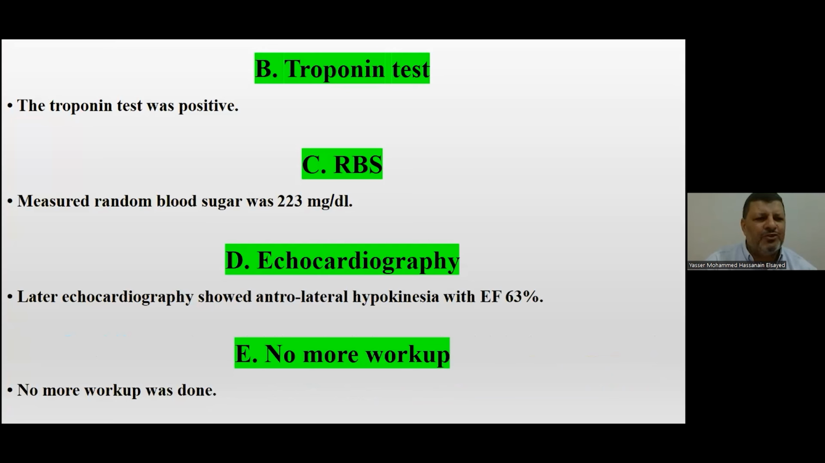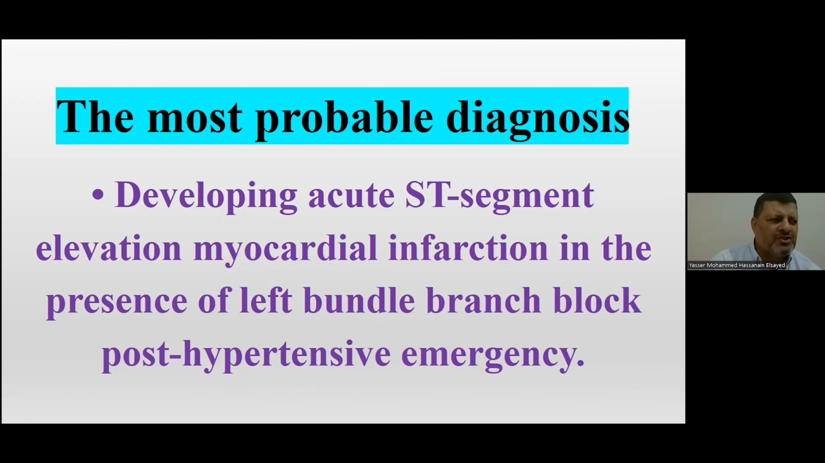Troponin test was positive. Random blood sugar was measured, with mild elevation. Later echo showed anterolateral hypokinesia. No more workup. The most probable diagnosis: developing acute ST segment elevation myocardial infarction, high lateral MI in left bundle branch block post hypertensive emergency.